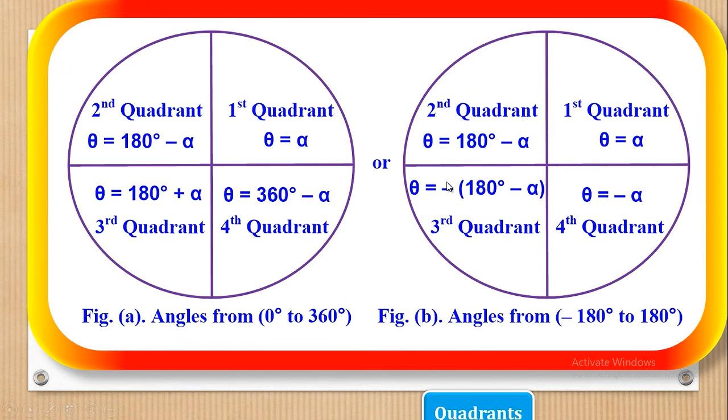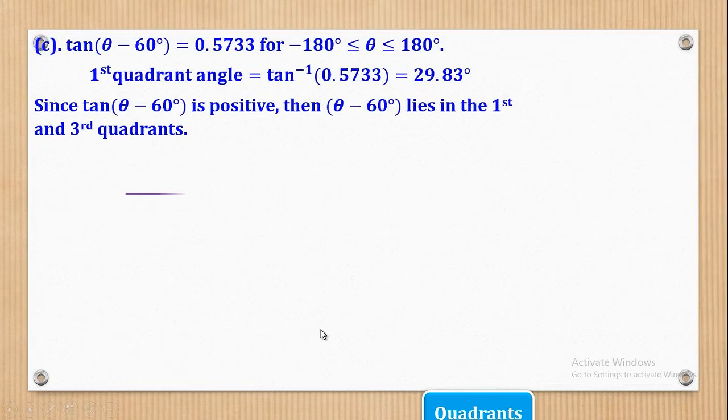So for this one, first quadrant is that, and also third quadrant is that. So the angles will be the first quadrant angle and also negative of 180 minus alpha. Those are the two angles we are interested in. However, you can also draw this diagram to come up with what is needed.